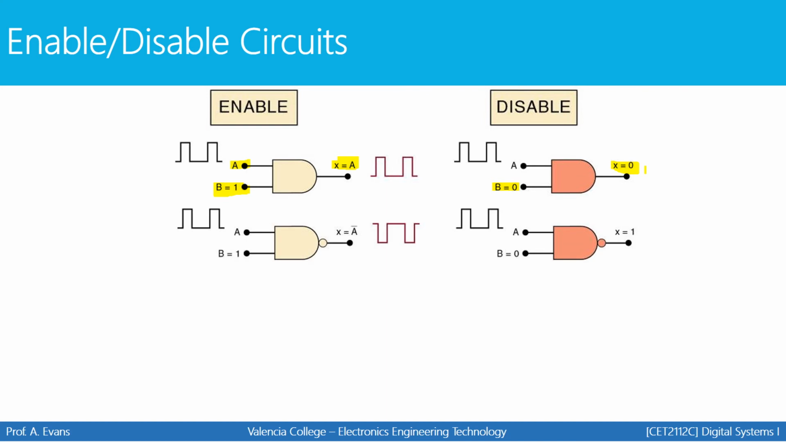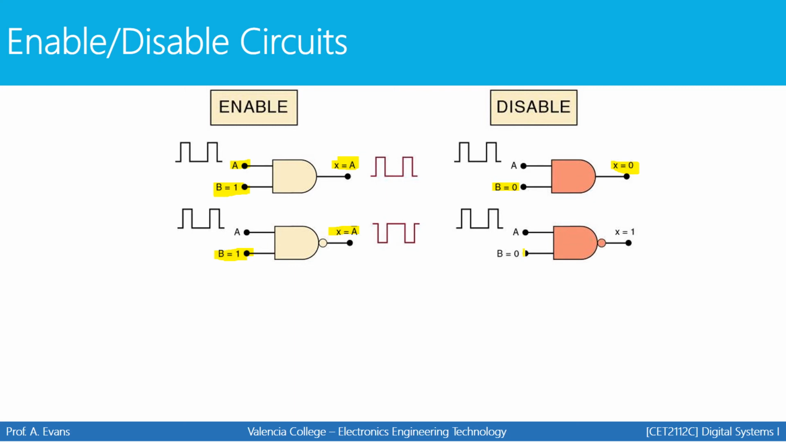Here's another example of enabled and disabled. If you have a NAND gate, and the input B is tied to 1, and your input A is your signal, what's going to come out is the same input but inverted. We would still say that's enabled because the signal is passing. It's inverted, but it's passing.